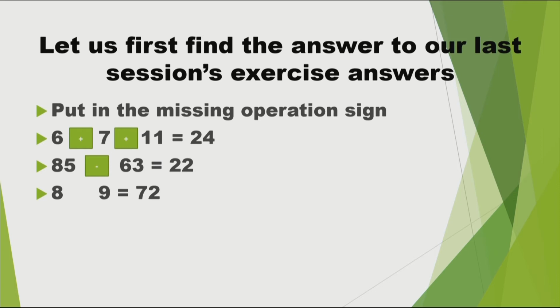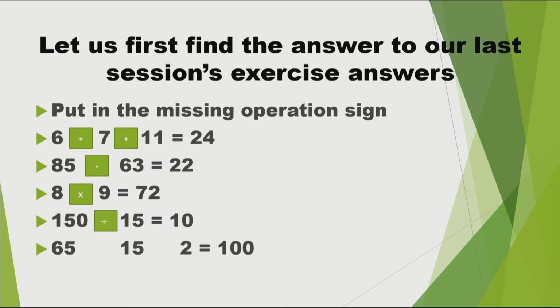The third one, 8 blank 9 equals 72. Any idea what goes in there? Of course, it is a multiplication sign. And 150 blank 15 equals 10. Loads of thinking, right? The answer is a division sign. So, this one, 65 blank 15 blank 2 equals 100.